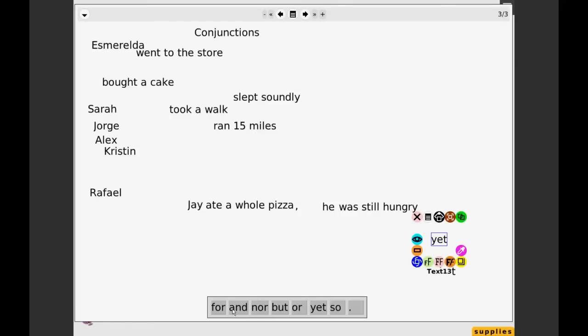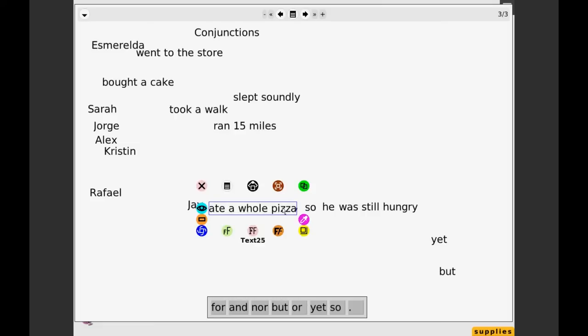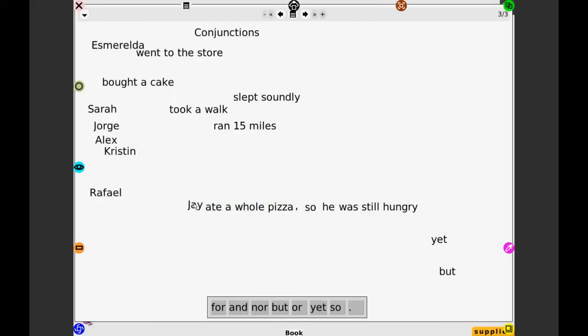Now, does it work if we use the word so? See, this doesn't really work. Jay ate a whole pizza, so he was still hungry. That relationship is not clear, and it's not correct. So we could not use the word so here. We could use the word and, but that's quite different than the word but. You see, but implies a connection between he was still hungry and Jay ate a whole pizza. And just sticks them together like glue. It doesn't do much. And then of course we need a period to indicate the end of the sentence.